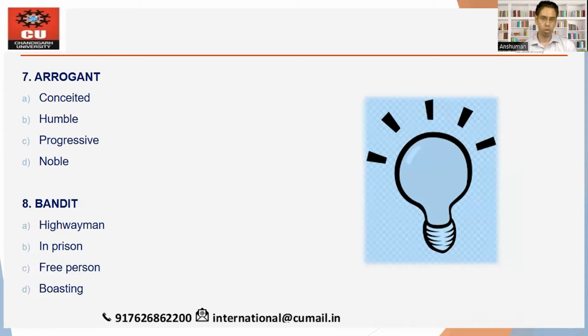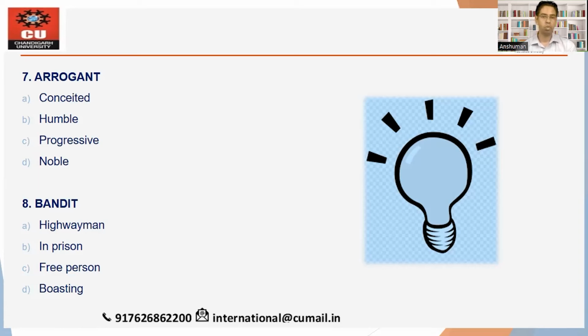Now, arrogant, we know, is someone who thinks that he knows the most compared to others, right? But if we talk about the options, option B says humble, option C says progressive, and option D says noble. So the second, third, and fourth options are antonyms to option A. So option A is the correct answer. So conceited is the synonym of arrogant. That is why the correct answer of question number 7 is A.